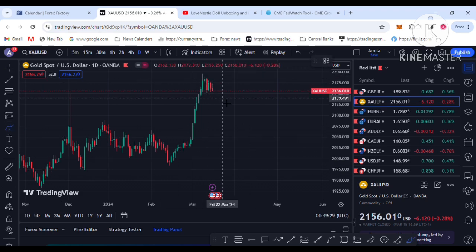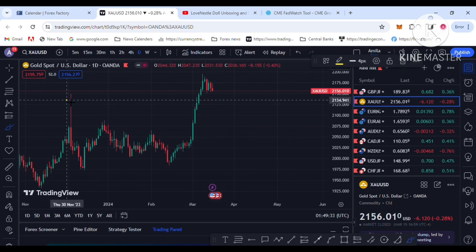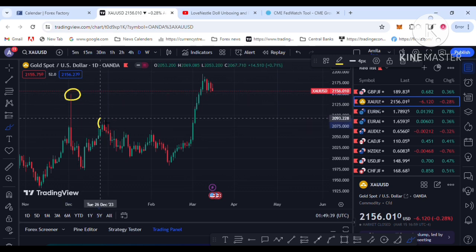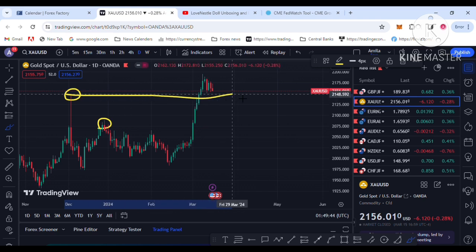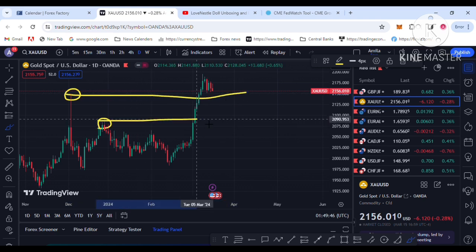So let's go to what will be going on with gold trading next week. I am on the daily chart of gold. You can see these two resistance points I am marking on the technical picture. This resistance can become support on the right side. That's the simple technical theory.